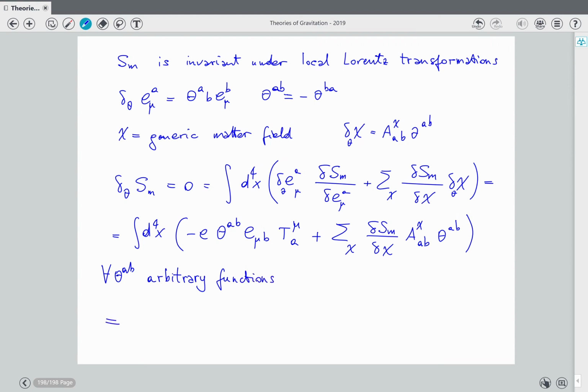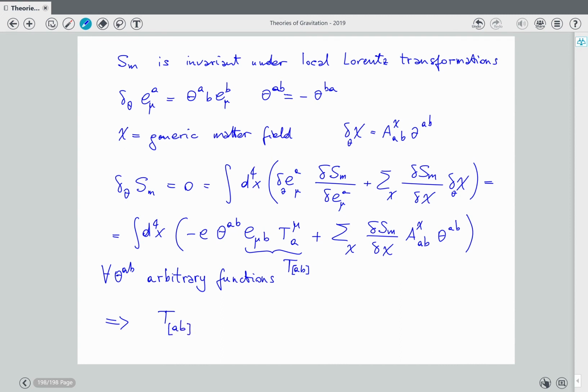So if that is zero, you can conclude that it is zero what? Now, this object here is what we call T^{AB}. Observe that T^{AB} multiplies theta_{AB}, and theta_{AB} is anti-symmetric. So you might as well put here the anti-symmetric part of T^{AB}, because the symmetric part disappears. So when you drop theta_{AB}, you will have something like this.